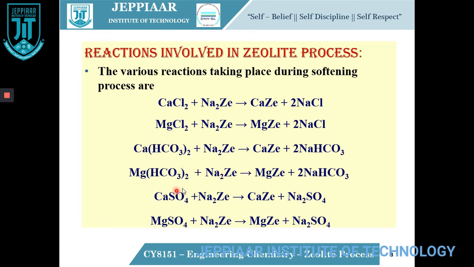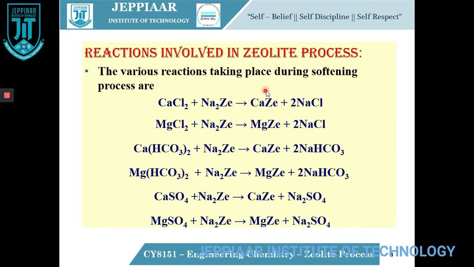In the same way, if the water contains calcium and magnesium bicarbonate, when it is treated with the sodium zeolite, it will form calcium zeolite and magnesium zeolite, and it will also be converted into sodium bicarbonate. In case the water contains calcium and magnesium sulfate, when treated with sodium zeolite, it will also be converted into calcium and magnesium zeolite and sodium sulfate water.